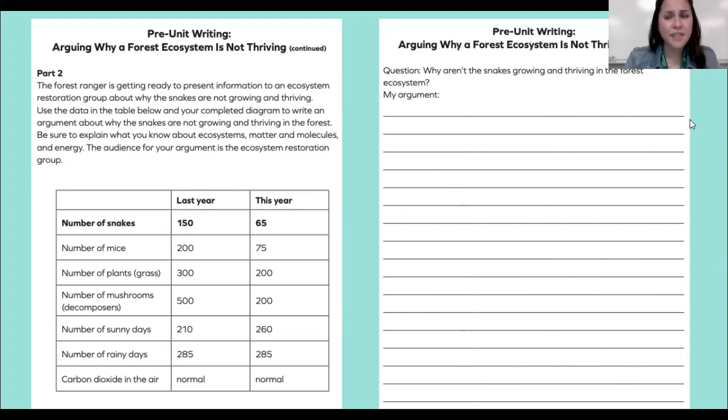All right, some things that I noticed in this data is that the number of snakes went down, but also so did the number of mice, the number of grass plants, and the numbers of mushrooms. How can the number of mushrooms, plants, and mice be affecting the number of snakes? How might the increase in sunny days be affecting the number of snakes? Those are things we're going to be researching and thinking about this unit.